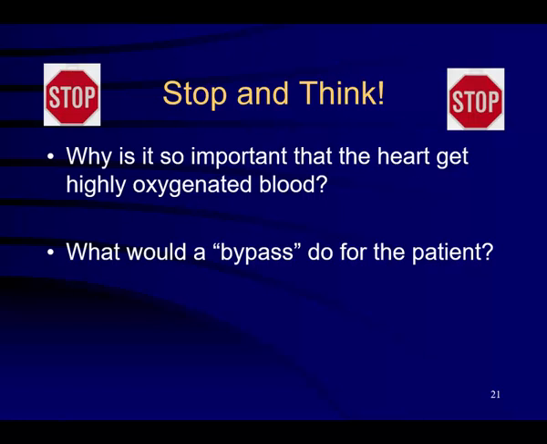Why is it so important that the heart gets highly oxygenated blood? Because it needs to contract all the time, so it should get the most oxygen and the most nutrients. A bypass actually, you take a little bit of the vein out of your leg and you put it in the heart around a place where a coronary artery is blocked, which is kind of cool that they can do that.